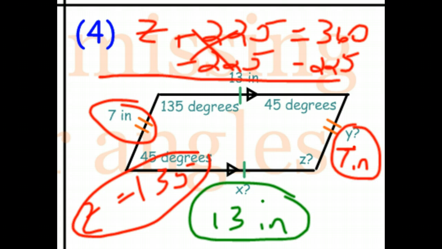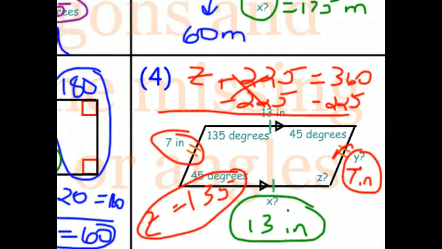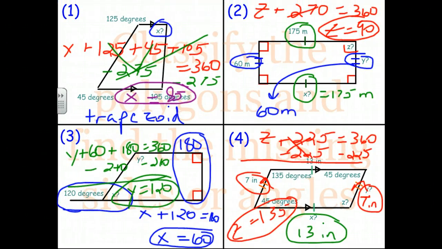Now, you may have classified this as a trapezoid with only one set of parallel lines, but if I told you that these lines were also parallel, what would you now call this? It is a parallelogram. And for number 2, with 4 right angles, we said that this is a rectangle. So that is it, classifying quadrilaterals.